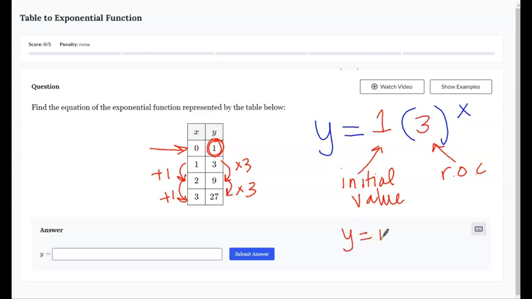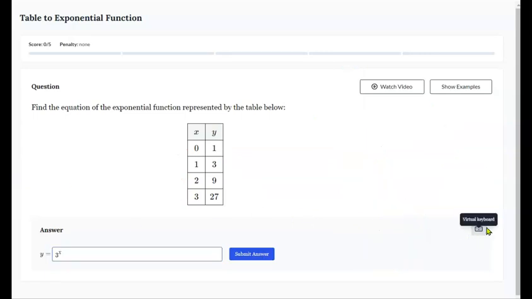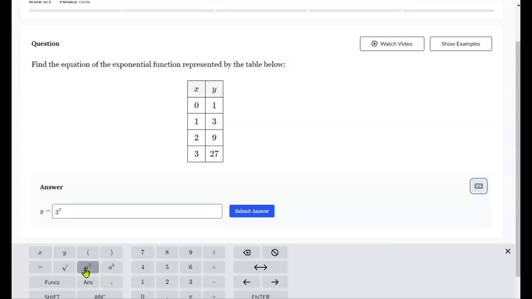I could write it as 1 parentheses 3 to the power of x, but since this value is 1, I could also simplify it to just 3 to the power of x. But either one will be marked correctly. The y equal sign is already here, so I'm just going to type 3, shift 6 to get to the exponent. And if you don't have a keyboard that can do that, you can always open this Delta Math keyboard and type these exponent buttons here. If it's an exponent of 2, you type this. If it's a different exponent, any one you want, you type a to the b.